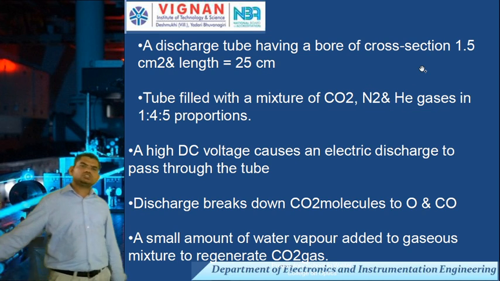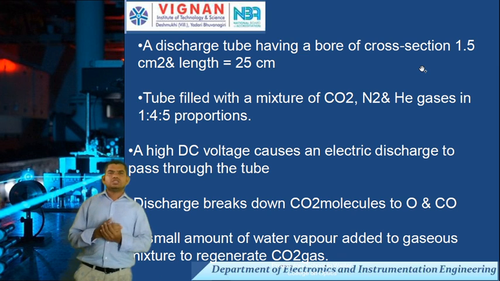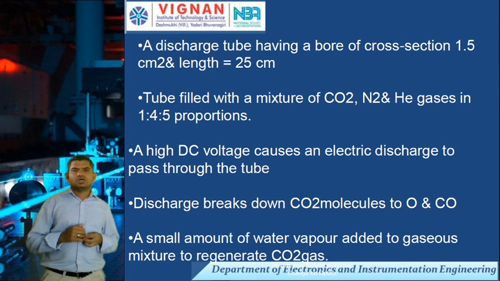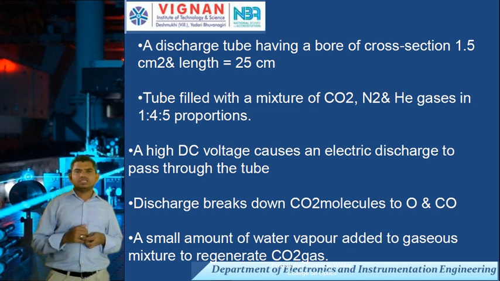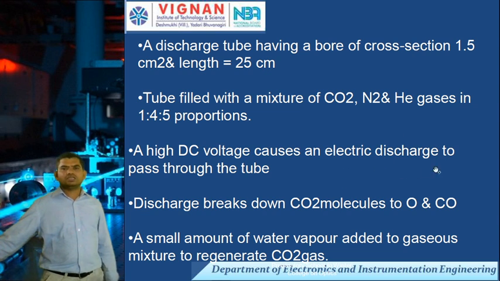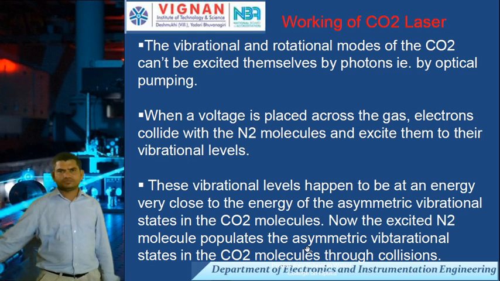Now the discharge tube, which I already discussed, has a bore with a cross section of 1.5 centimeters and a length of 25 centimeters. The tube is filled with a mixture of carbon dioxide, nitrogen and helium gases. A high voltage DC is applied for the electric discharge to pass through the tube. The discharge breaks down carbon dioxide molecules into carbon monoxide and oxygen. A small amount of water vapor is added to the gaseous mixture to regenerate the carbon dioxide.